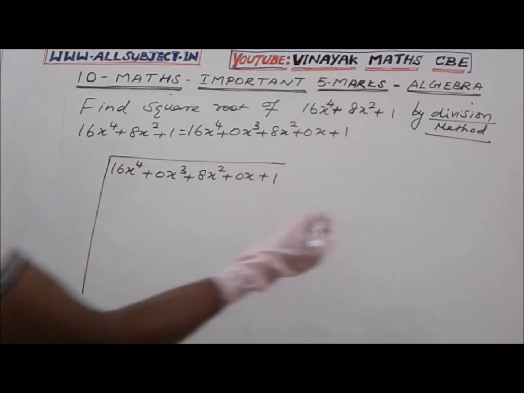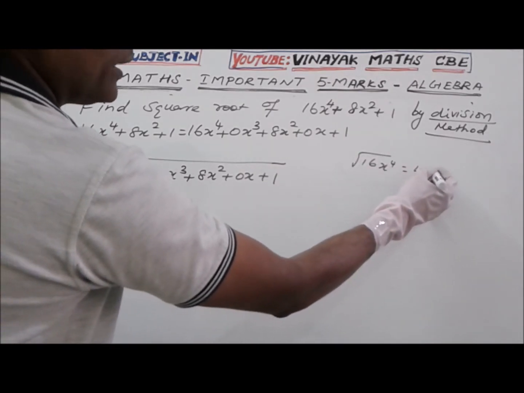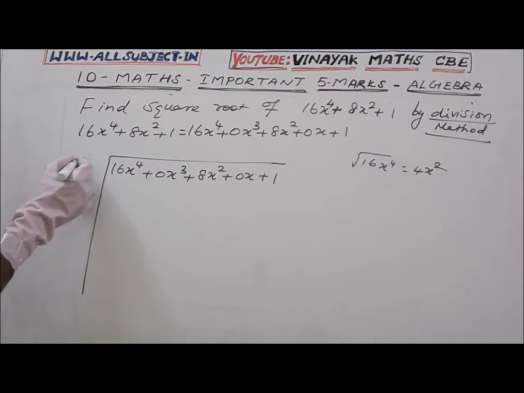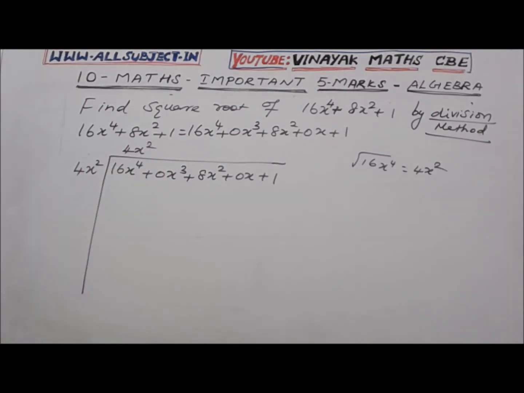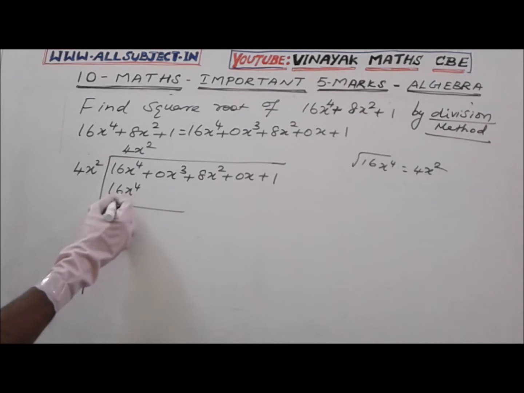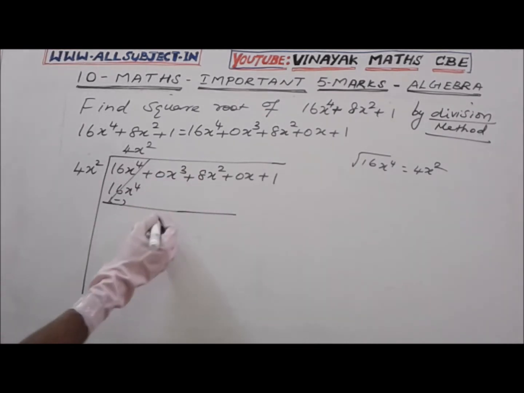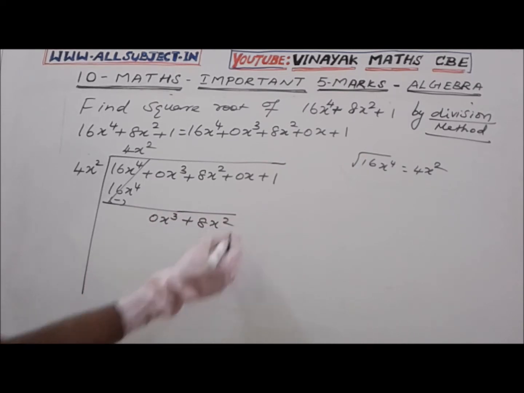Now finding the square root of the first term, root of 16x power 4 equals 4x square. So 4x square is written in both places. Now multiply it and subtract 16x power 4; the term gets cancelled. The remaining two terms are 0x cube plus 8x square.